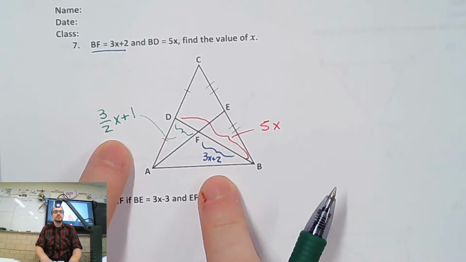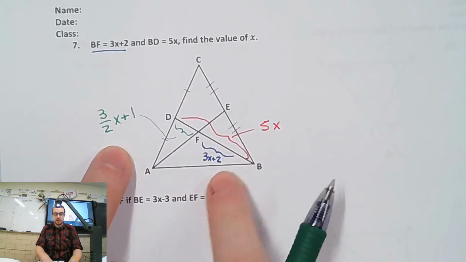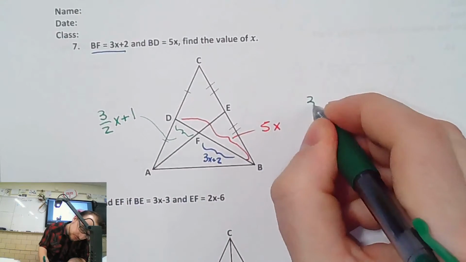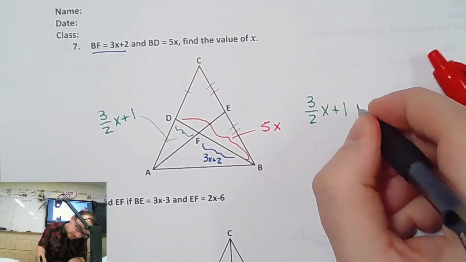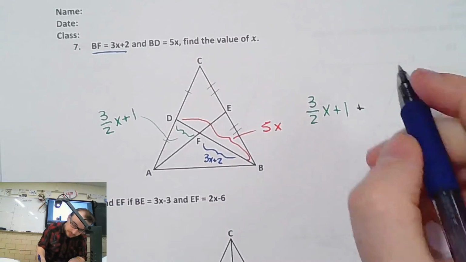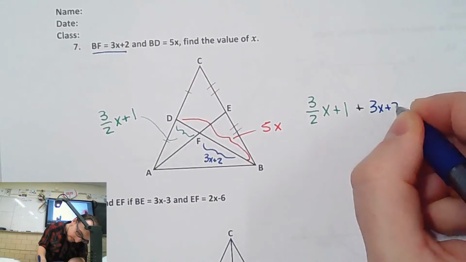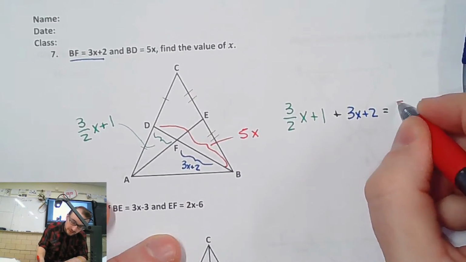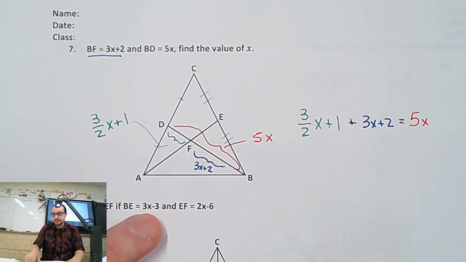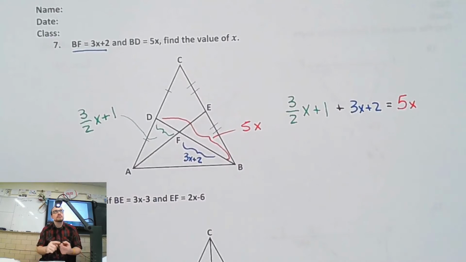Blue and green make red, at least in here, right? If we add those two up, they should equal 5x. So 3/2 x plus 1 plus the blue part, which is 3x plus 2, should equal 5 x's.